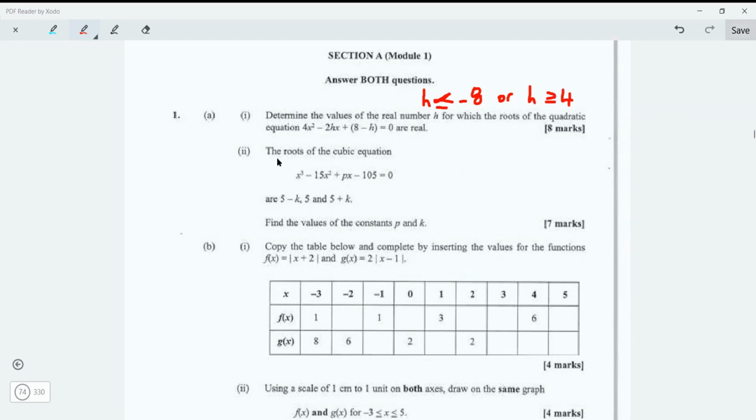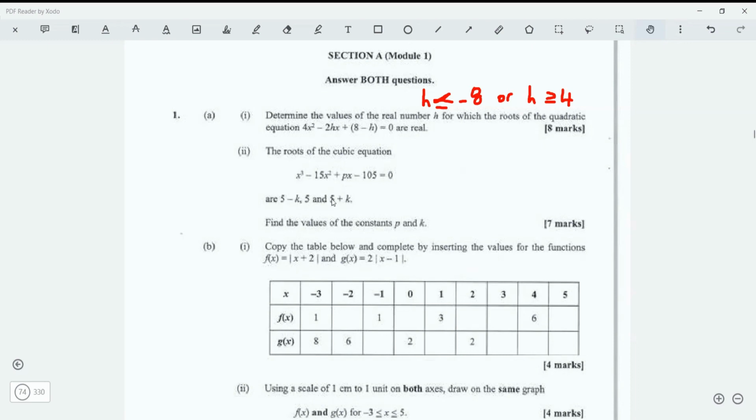Now the next one says the roots of the cubic equation x cubed minus 15x squared plus px minus 105 equals 0 are 5 minus k, 5, and 5 plus k. And it says find the value of the constants p and k. No worries, they give us the 3 roots, right? So you can do it one of 3 ways.